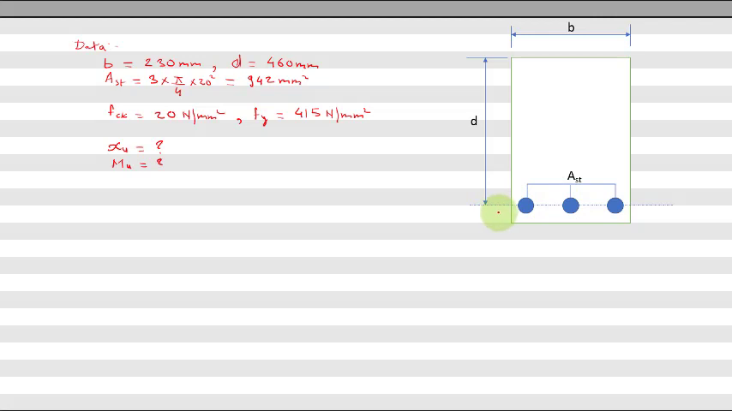But first, we'll compute the neutral axis depth as well as the moment of resistance for the 3-20 dia bar. So let us do that. Now, in order to compute neutral axis depth, this xu is your neutral axis depth. And this is your factored moment or moment of resistance. Let me write down ultimate moment of resistance Mu.